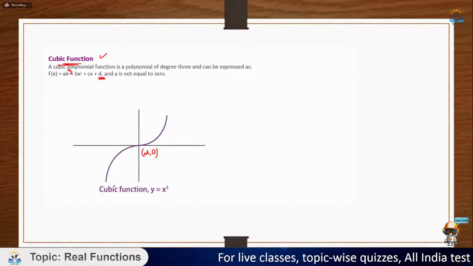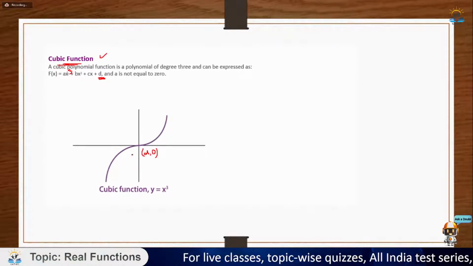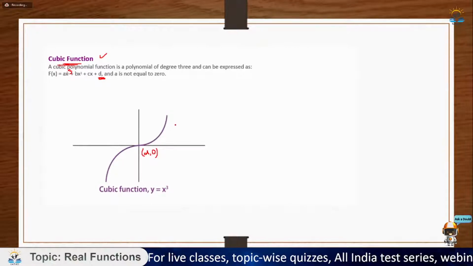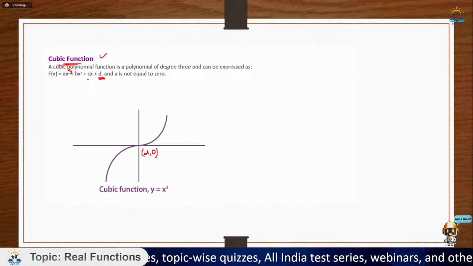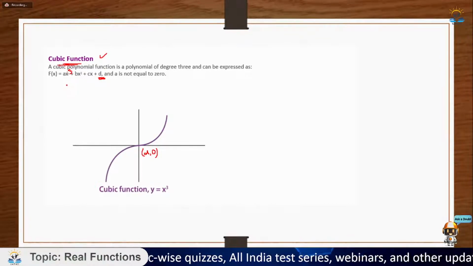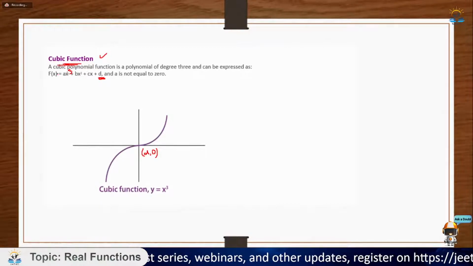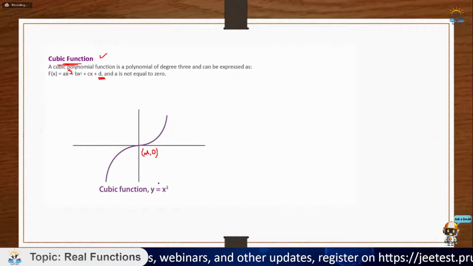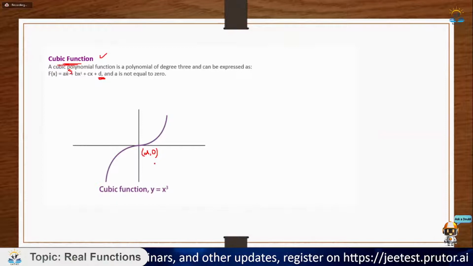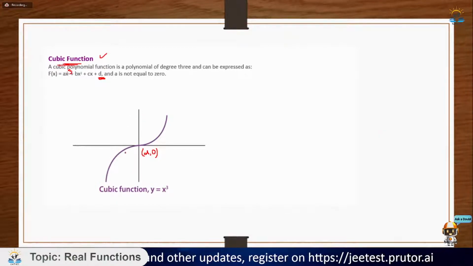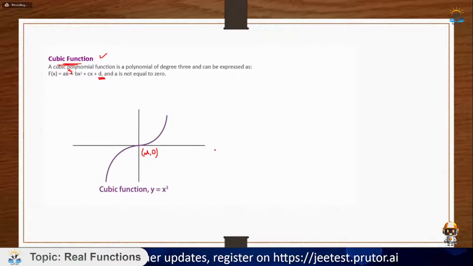So always remember, the graph of a cubic function is something like this. It will go like this and it will go like this. For y equal to x cube, a is 1, b is 0, c is 0, and d is 0. So it will pass through 0 comma 0. In this case, d is 0, so your function is passing through the origin. So this is the graph of the cubic function, so please remember it.